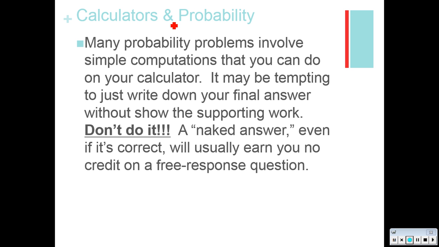So just some things with your calculators and probability. Just have a note here. Many probability problems involve simple computations that you can do on your calculator. And this is more just something to remember with free response questions. It says it may be tempting to just write down your final answer without showing the supporting work. Don't do it. What they refer to when you do that is a naked answer. And even if it's correct, you will not earn the maximum amount of points that you could possibly earn on a free response question if you don't show some type of evidence of where your answers come from.